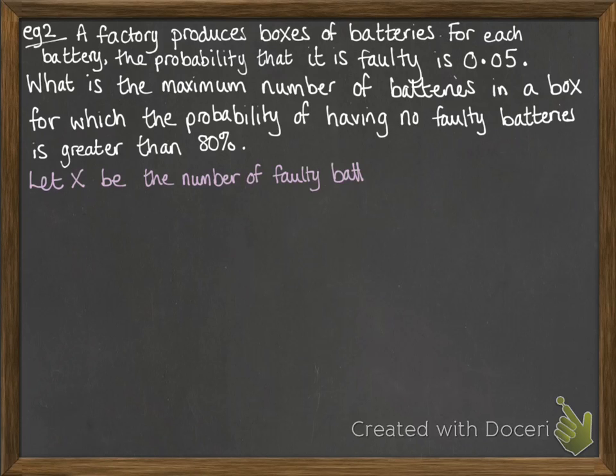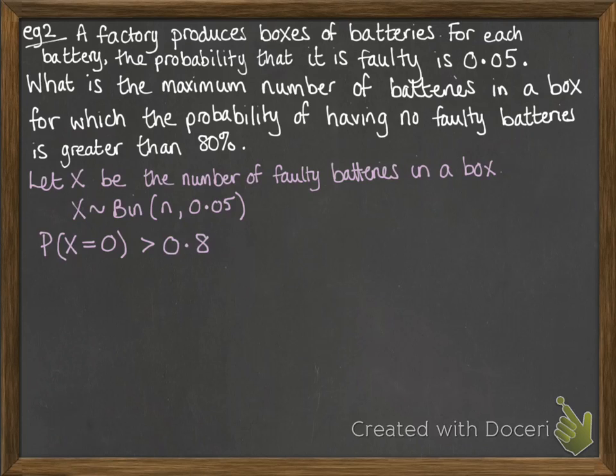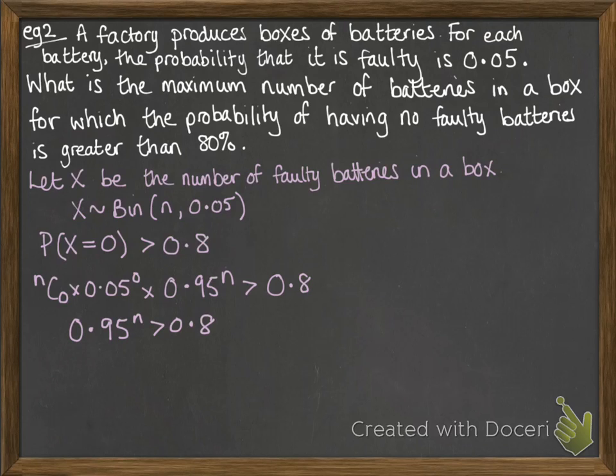So we can let x be the number of faulty batteries in a box. Then x would follow a binomial distribution where n is our number of trials we don't know yet, but our probability of success is 0.05. So the probability that we find a faulty battery. So the probability of x equals 0 has to exceed 80%, so it has to be greater than 0.8. So if we put our calculation in, it would look like this. Now n choose 0 and 0.05 to the power of 0 will be 1. So we're just left with 0.95 to the power of n has to be greater than 0.8.